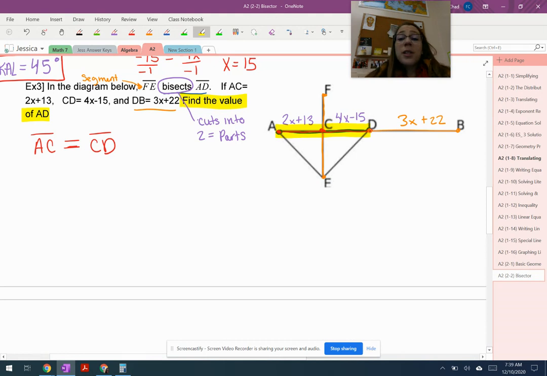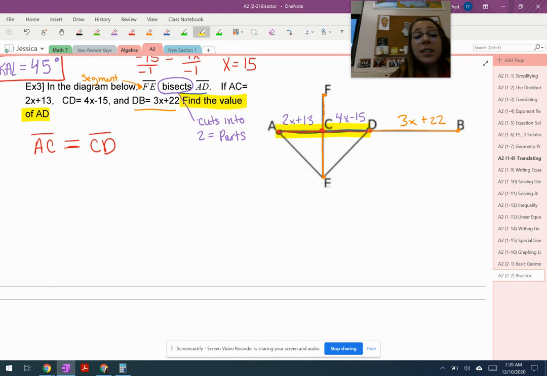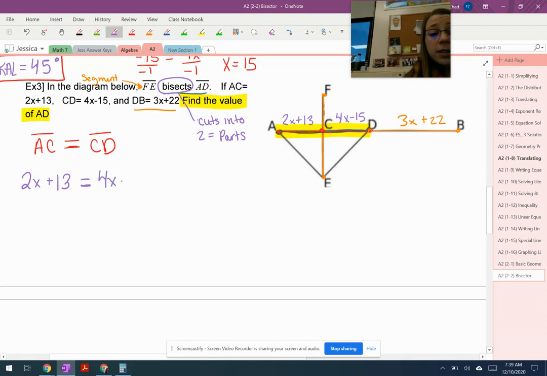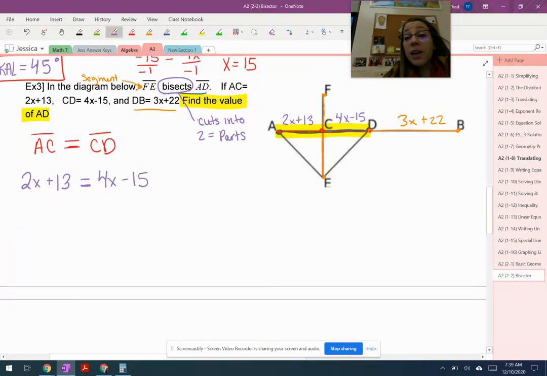So we've got to use that bisector idea to do something. Like we said, if EF is bisecting AD, that means that AC is equal to CD. So I'm going to use that to make my equation. They told me that AC was equal to 2x plus 13, and that CD is 4x minus 15. Now I've got my equation created. I can go ahead and solve that.